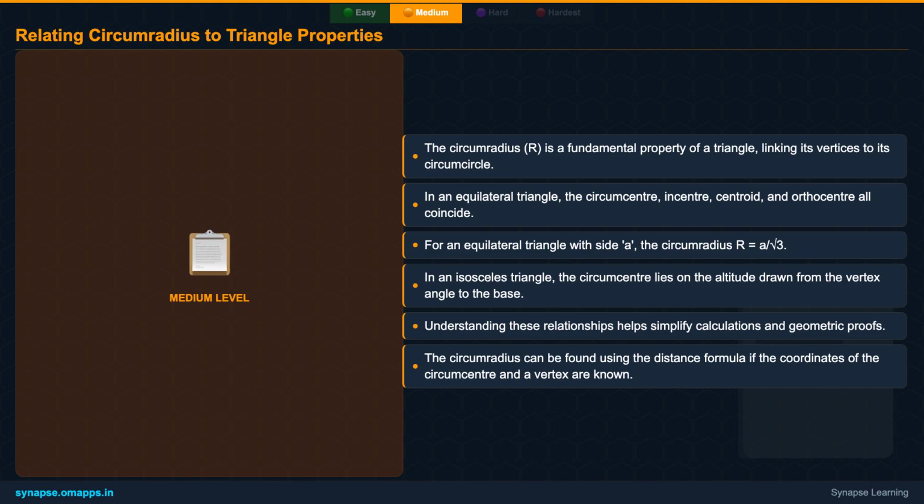In an isosceles triangle, the circumcenter will always lie on the altitude drawn from the unique vertex angle to the base. These relationships are powerful tools for solving problems and understanding geometric proofs more intuitively.